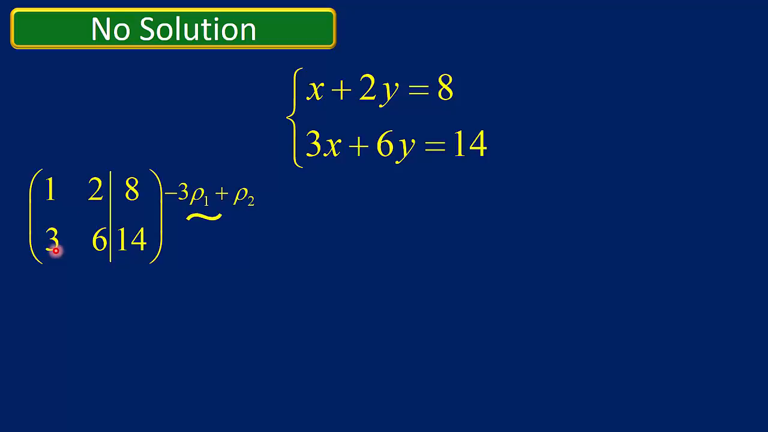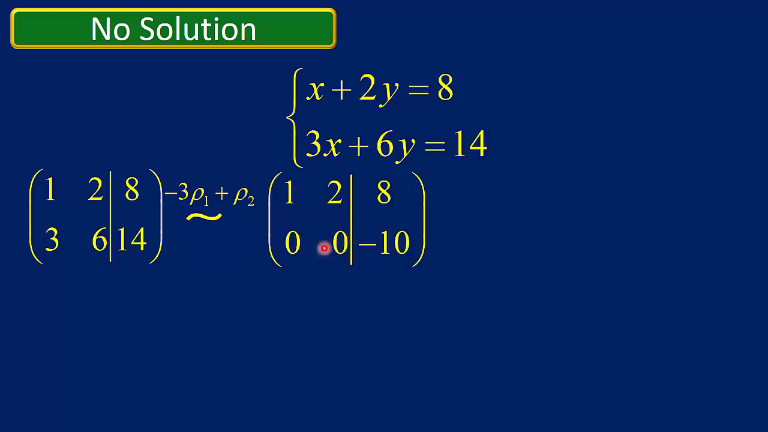Now, you notice when we do that, here's what we get. First of all, row 1 doesn't change, but look down here. We get 0 and 0. See? -3 times 1, add it, 0. -3 times 2, -6, add it. We get 0 there.